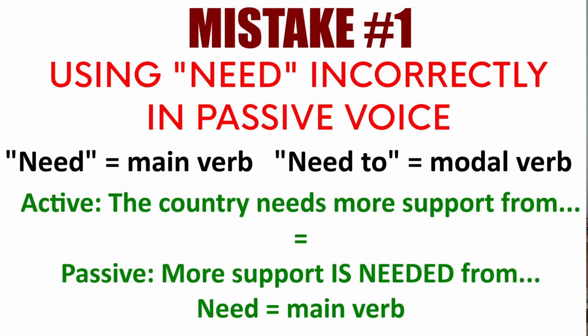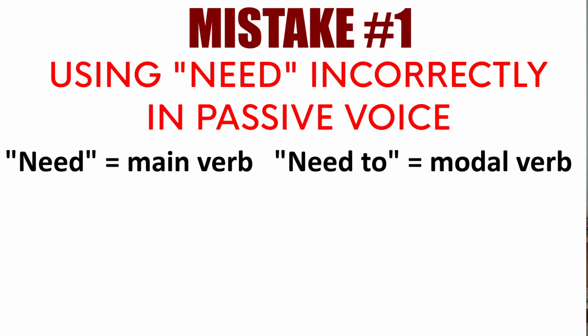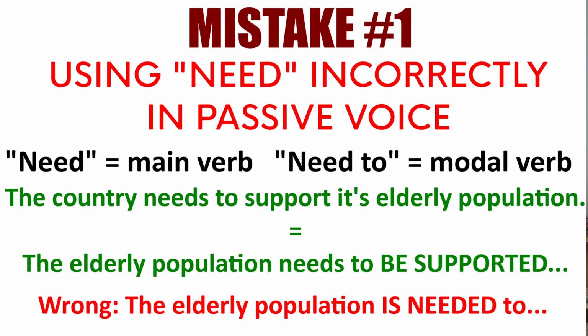Here's another example. You can see we do not have need to here. The country needs more support from other nations. So, more support is needed. We make need passive here because it is our main verb. But let's look at the next sentence. The country needs to support its elderly population. You can see we have needs to. So our main verb is support. So the elderly population needs to be supported by the country. Needs is not is needed or are needed here because it is not our main verb.